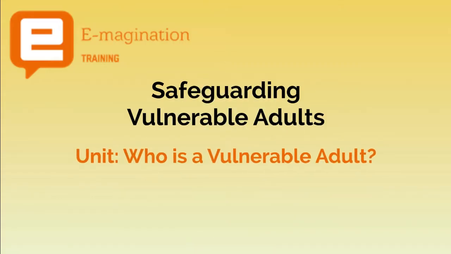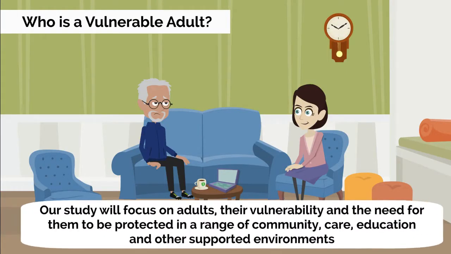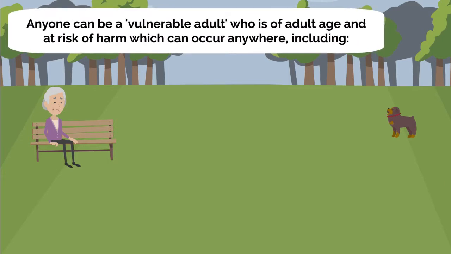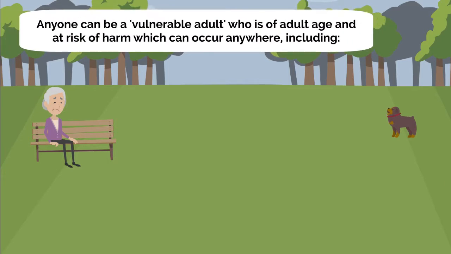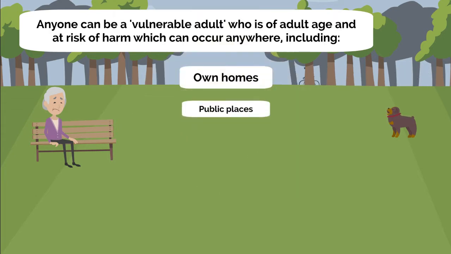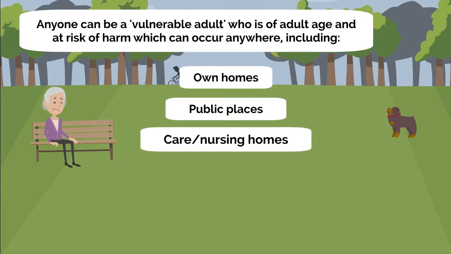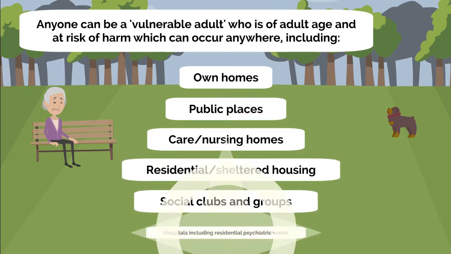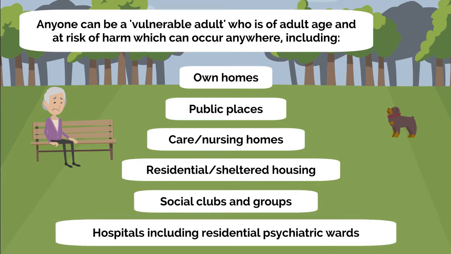Who is a vulnerable adult? Our study will focus on adults, their vulnerability, and the need for them to be protected in a range of community, care, education, and other supported environments. Anyone can be a vulnerable adult who is of adult age and at risk of harm, which can occur anywhere, including own homes, public places, care, nursing homes, residential, sheltered housing, social clubs and groups, hospitals including residential psychiatric wards.